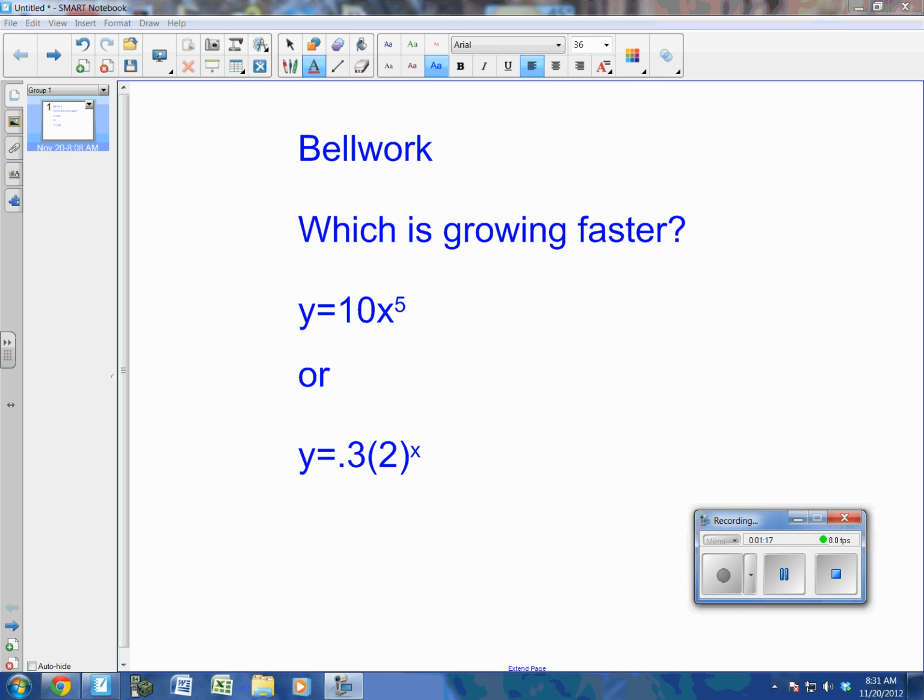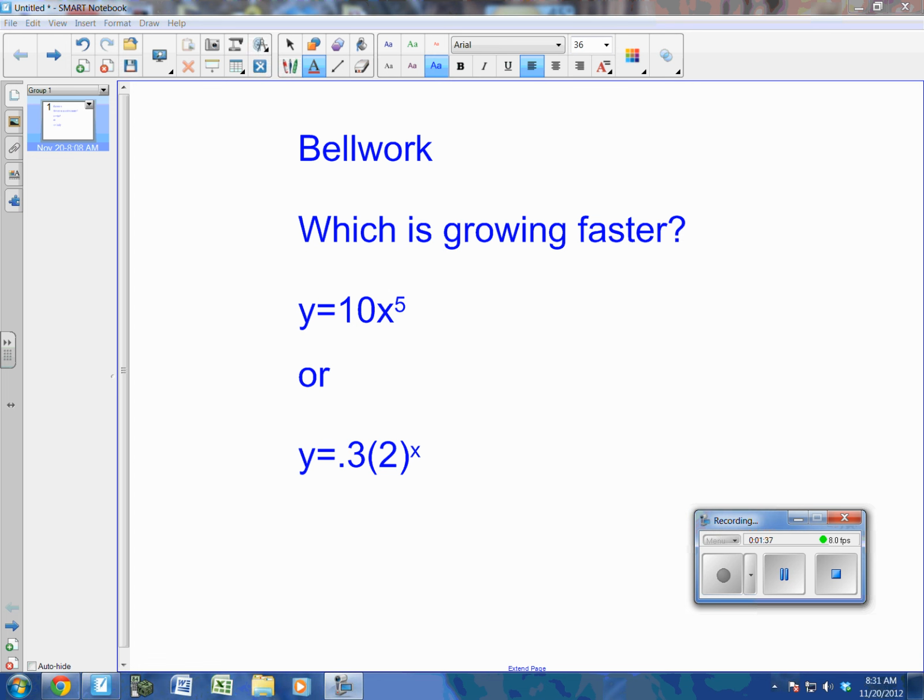Now, if you were doing it on an interval like 5 to 10 or 10 to 15, then you might want to check these because this one might be growing faster at first than the exponential. Okay, so you have to check them at first. All right, so we've got that.